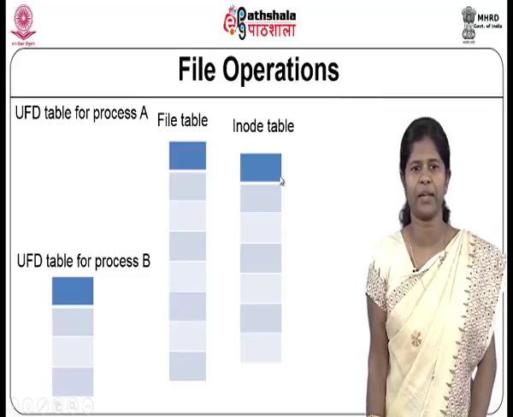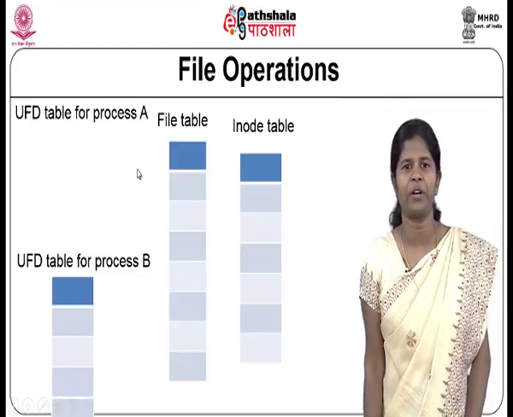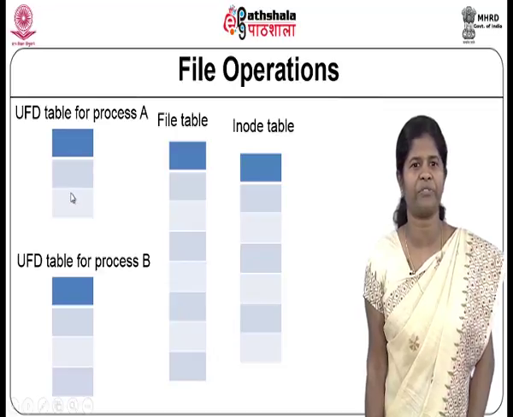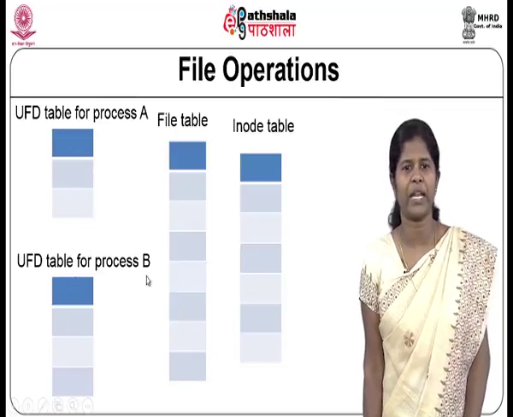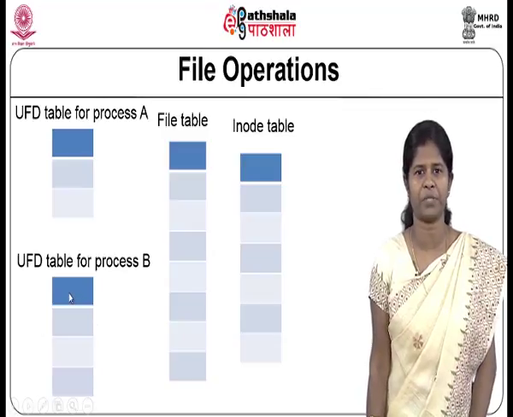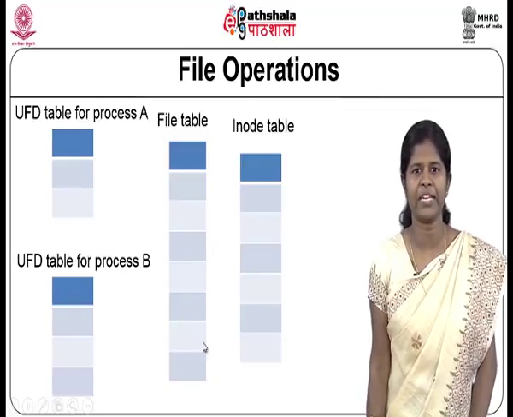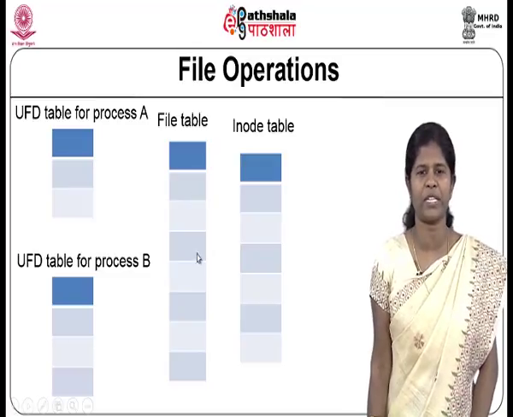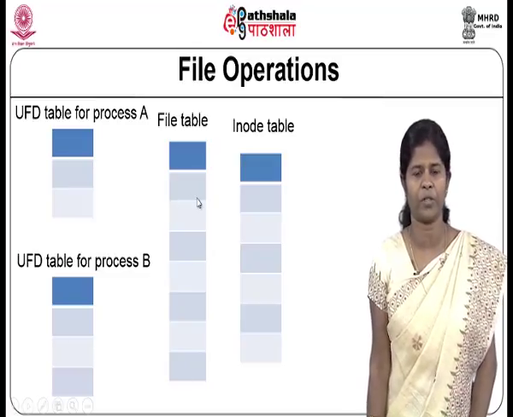Now, look at this diagram. Say you have process A. Process A has got its own user file descriptor table. There is another process B that also has got its own user file descriptor table. There is a file table. This file table is a single table. There is a system wide table that is common to all the processes.